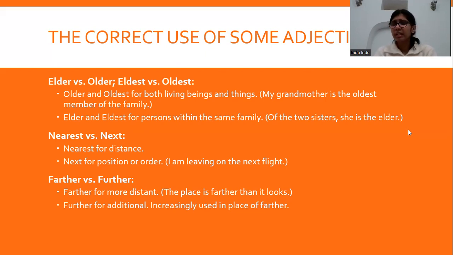There are a lot of other sentences that you should try making using these rules, so that you get a hang of how to go about these and how to use them in your normal life. Farther is for more distant, that is, the place is farther than it looks, the summit is farther than it seems. Further is for additional, increasingly used in place of farther. Further, I would like to inform you of this. So it's further, in addition, I would like to inform you of this.